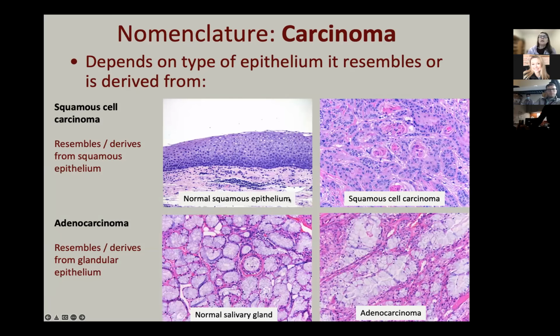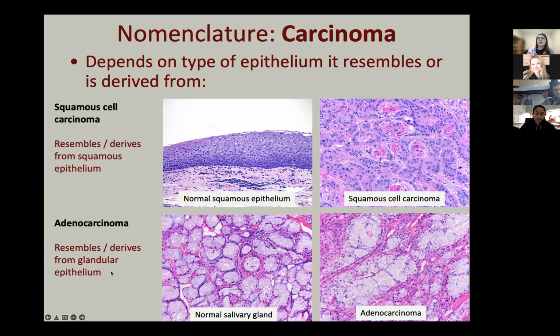All right, so nomenclature for carcinomas depends on the type of epithelium it either resembles or is derived from. So certainly squamous cell carcinoma generally is derived from squamous epithelium and it looks squamous. So it recapitulates this pattern of cells with intracytoplasmic keratin, with keratin pearls.